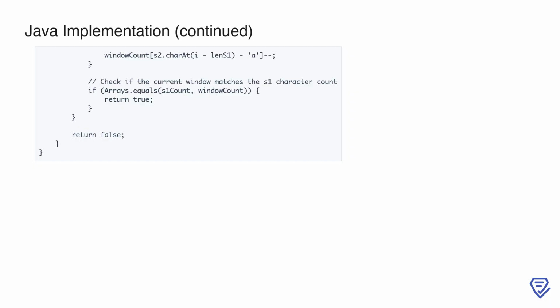If the two arrays match, it means that the current window in S2 is a permutation of S1, so we return true. If no such match is found by the time we finish iterating through S2, we return false. This implementation efficiently checks for permutations by leveraging the sliding window technique and character frequency arrays, ensuring that the solution runs in linear time relative to the length of S2.